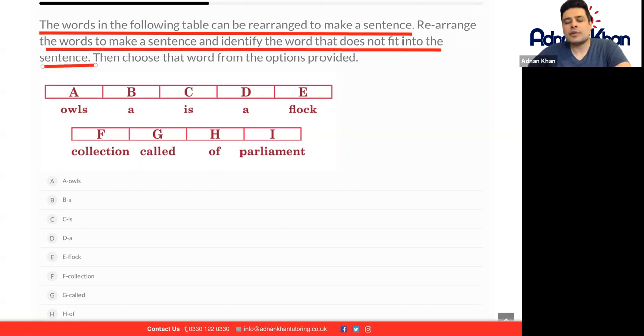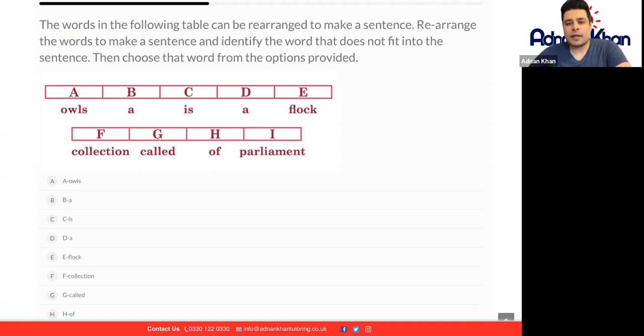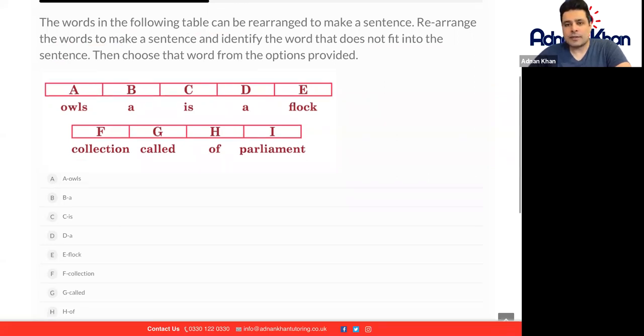Okay, so now we need to rearrange these words to make sure that they fit into an appropriate sentence. So any word that does not fit into an appropriate sentence is likely to be the answer. So let's have a look at this. I would say that this particular question is going to be: a collection of owls is called a parliament.